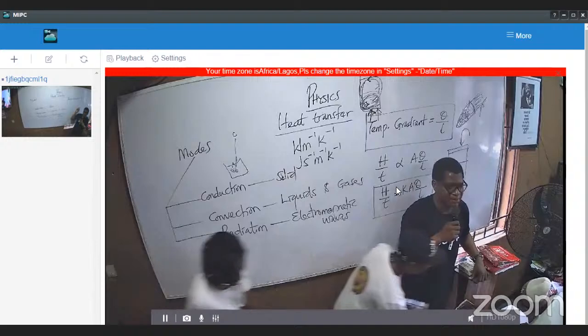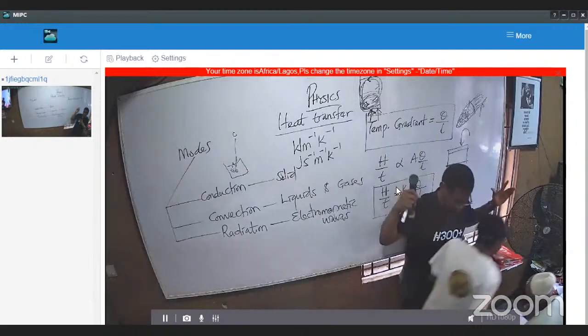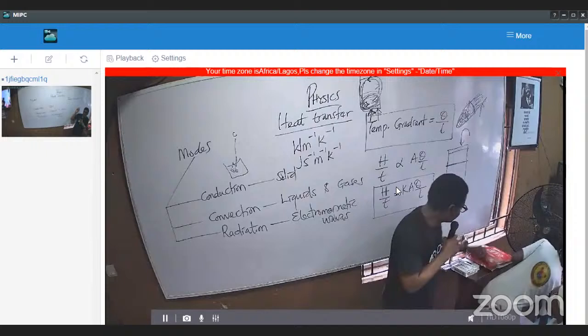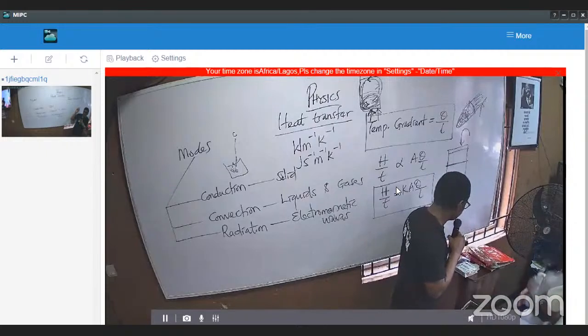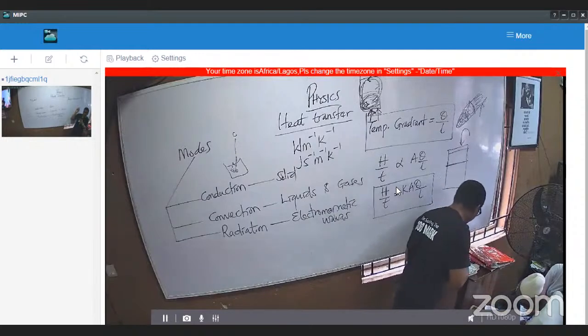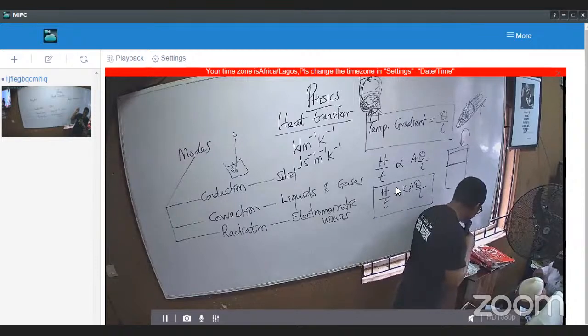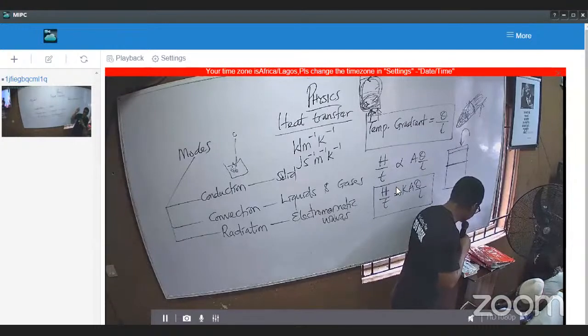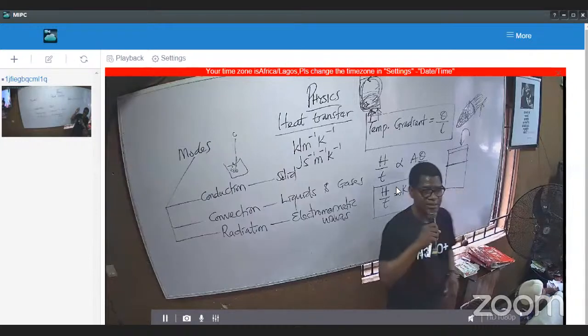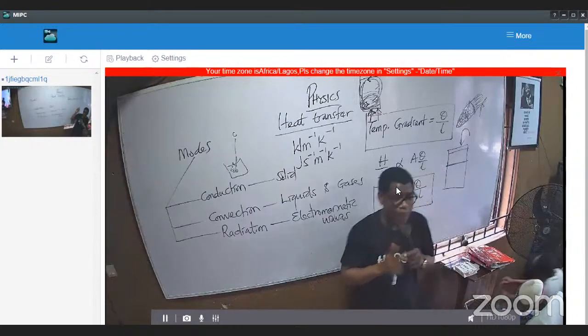In radiation, no material medium is involved. And it is the fastest of all the three processes.